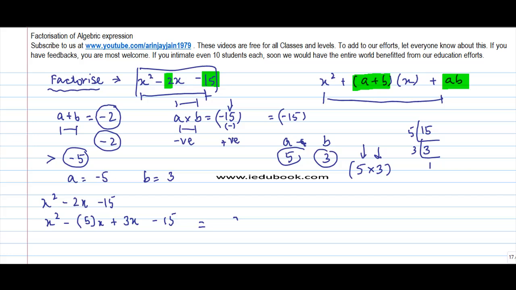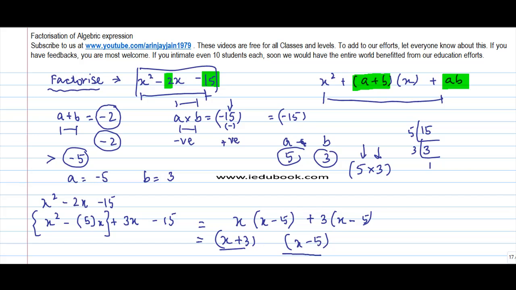Between these two we take x as common, so I get x minus 5 here, and here I take 3 as common and I get x minus 5 here. This is x minus 5, not x minus 15. Or you can write this as x plus 3 into x minus 5. So I've got the two factors here.